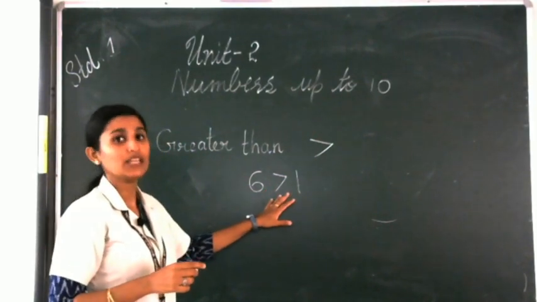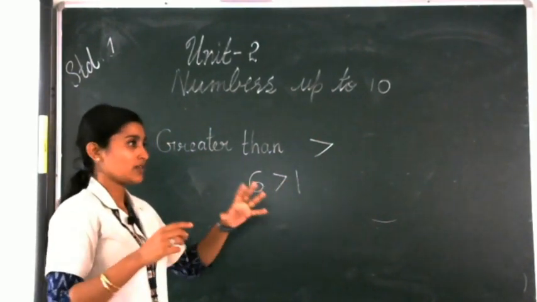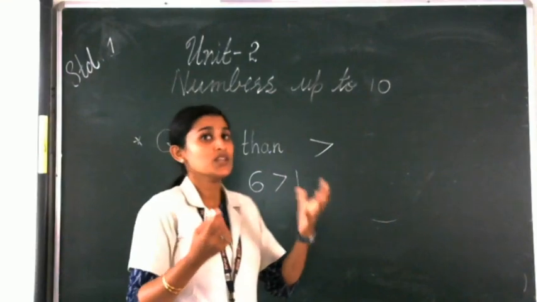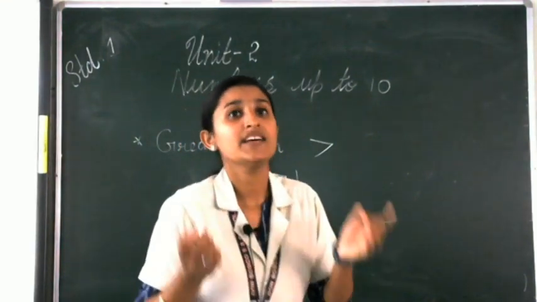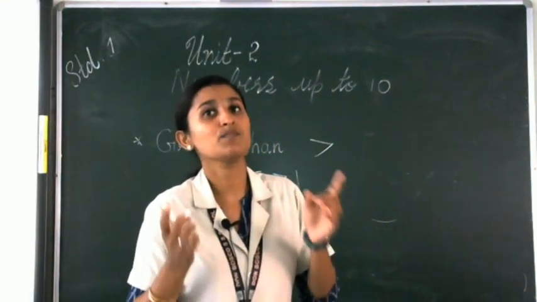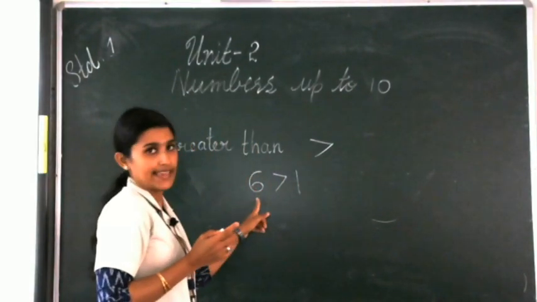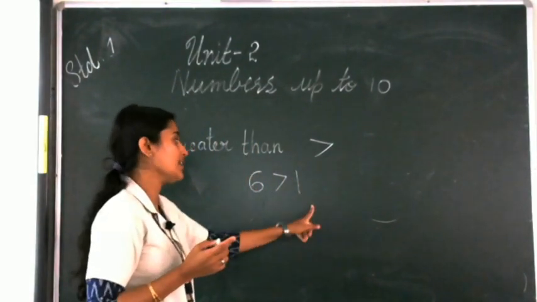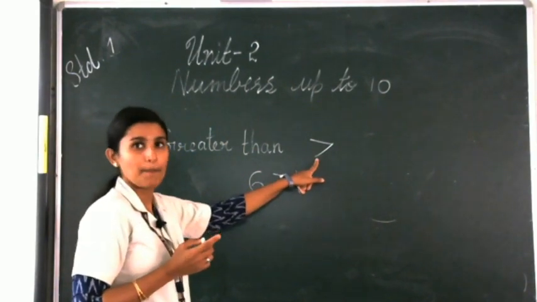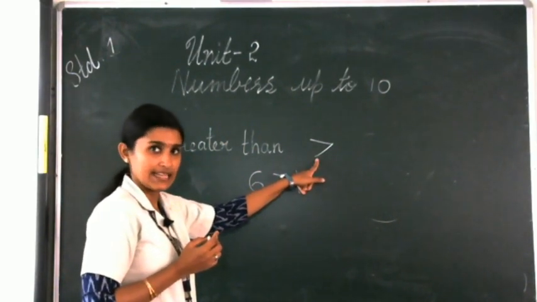So, crocodiles want to eat more. Which is more in number here? 6. 6 is more than 1. So, we write like this, 6 greater than 1. This is the symbol of greater than.